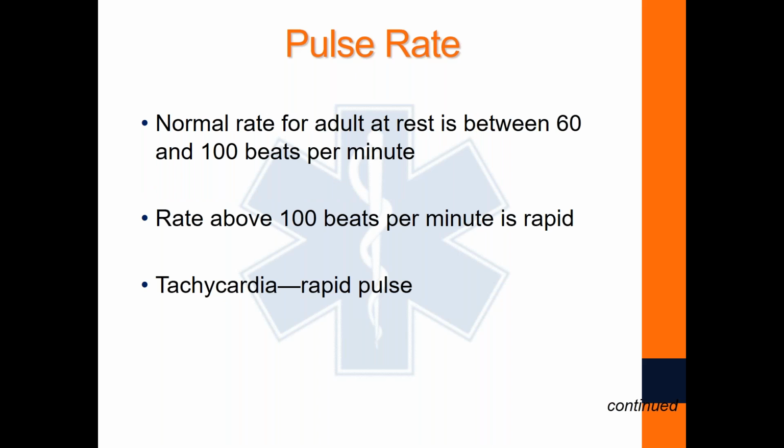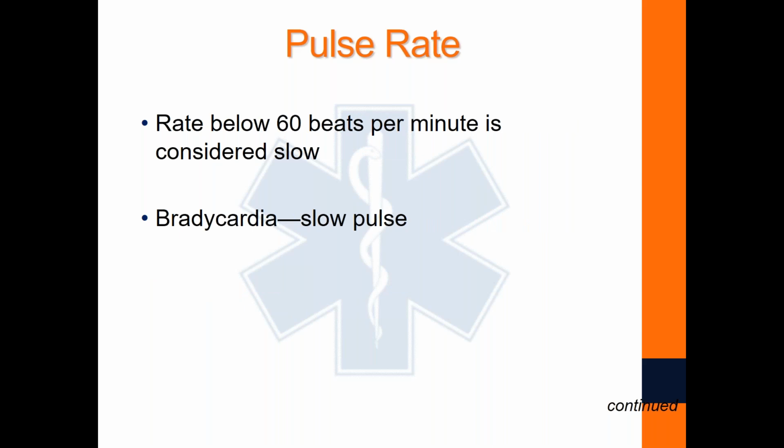Normal pulse rate for an adult is considered to be between 60 and 100. Anything above 100 we'll call tachycardia. That means fast pulse, tachycardia. So over 100 is a rapid pulse. Anyone whose heart rate is below 60 is considered to be too slow. That is called a bradycardia. Brady meaning slow, cardia meaning pulse, so slow pulse rate.